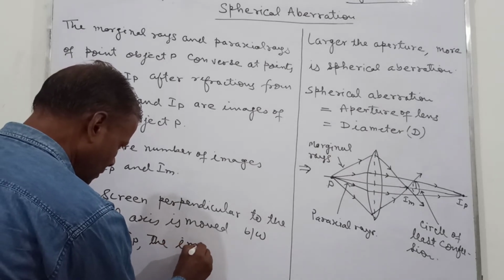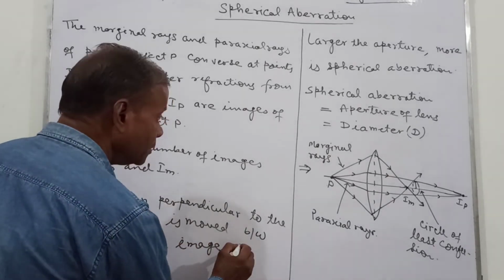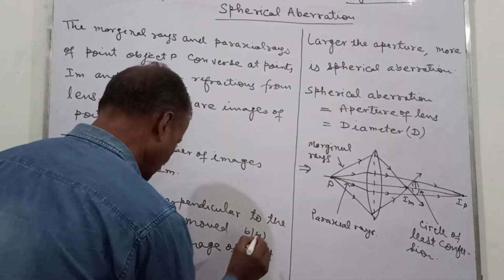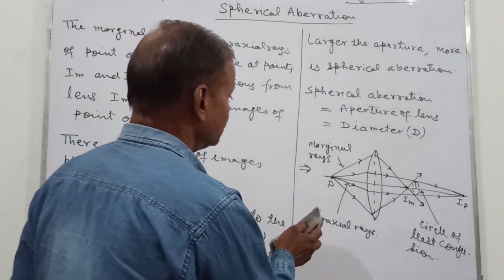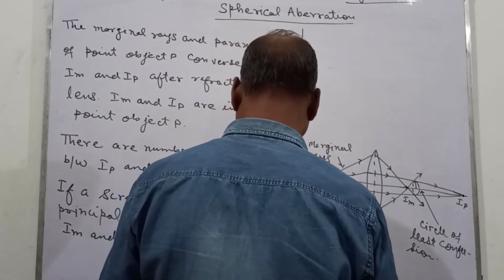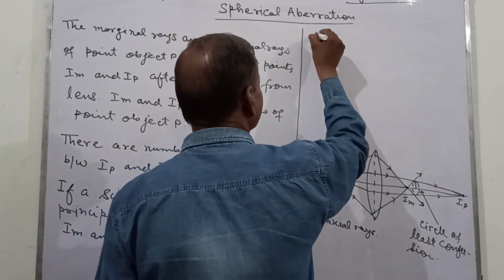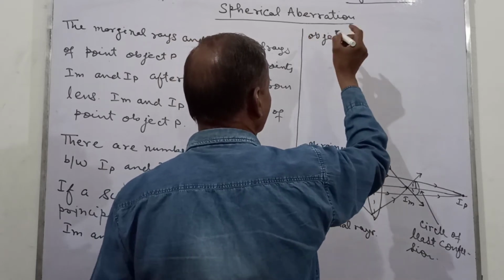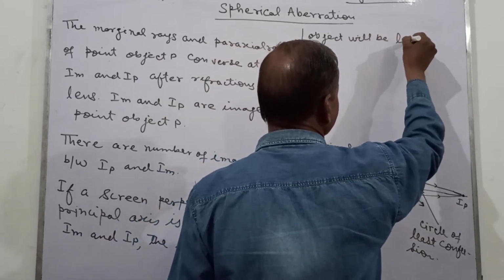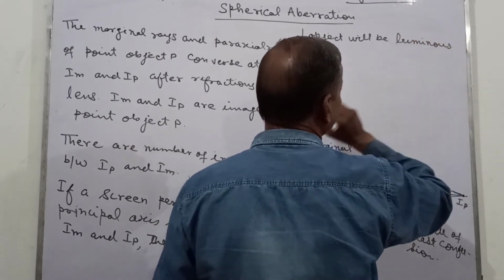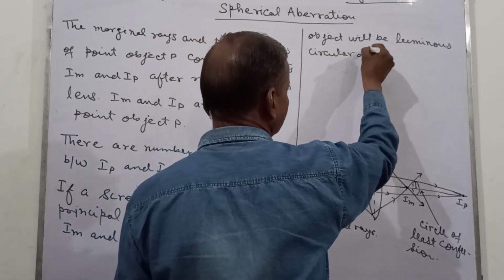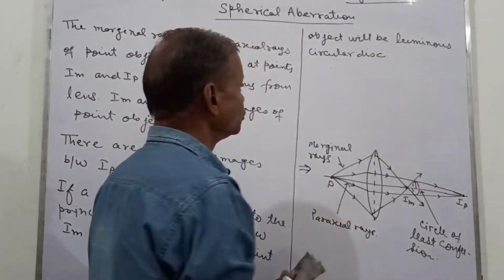The image of a point object will be a luminous circular disc. Circular disc. So it is what?